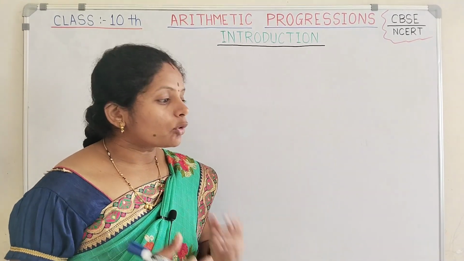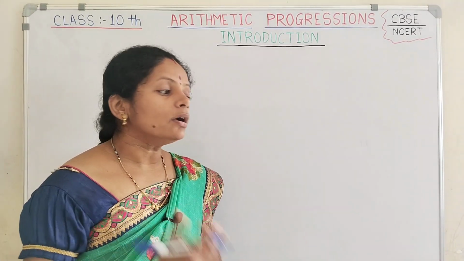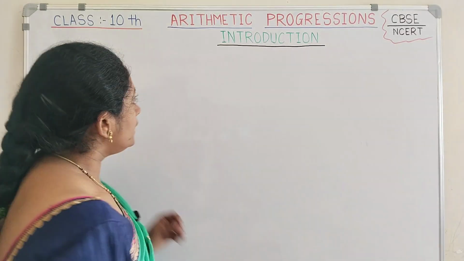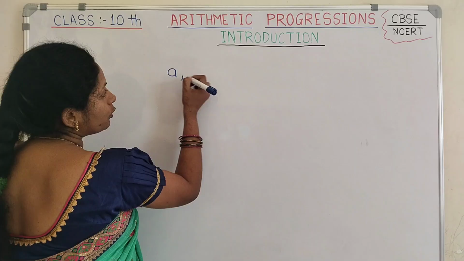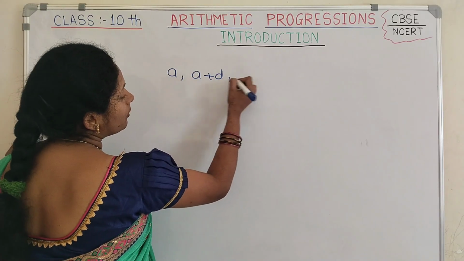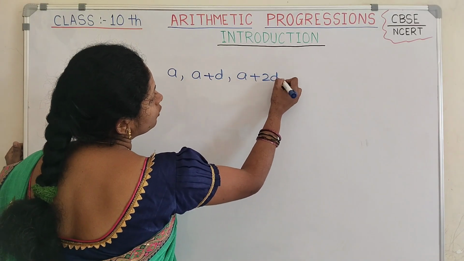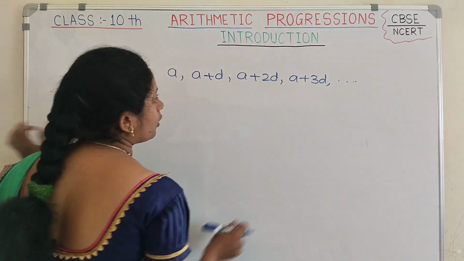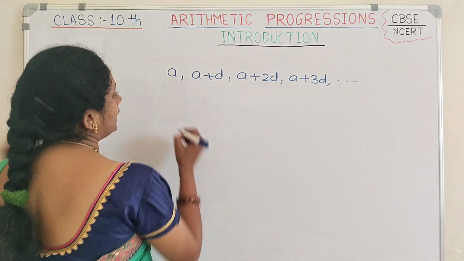If we add the common difference to the preceding term, then the AP is formed. Here I will write a, a plus d, a plus 2d, a plus 3d and so on. This is called the general form of an AP.